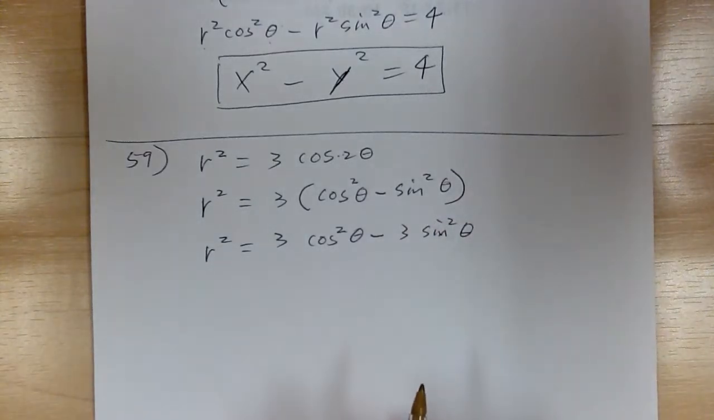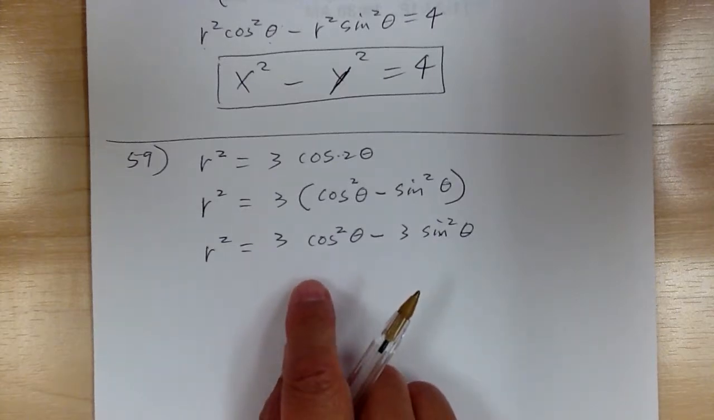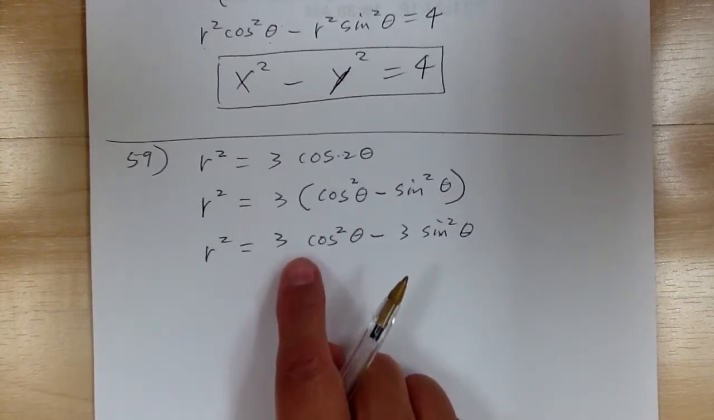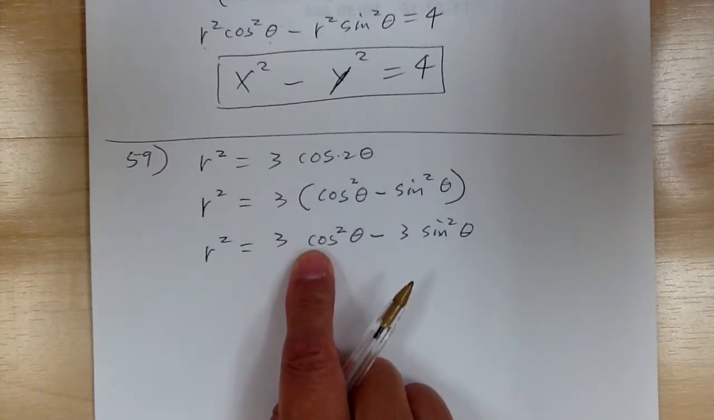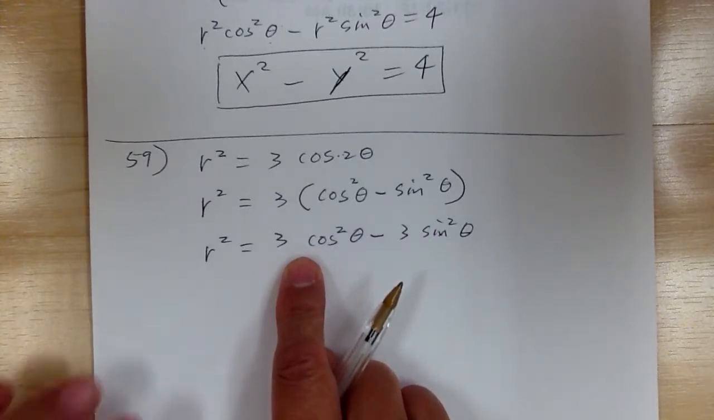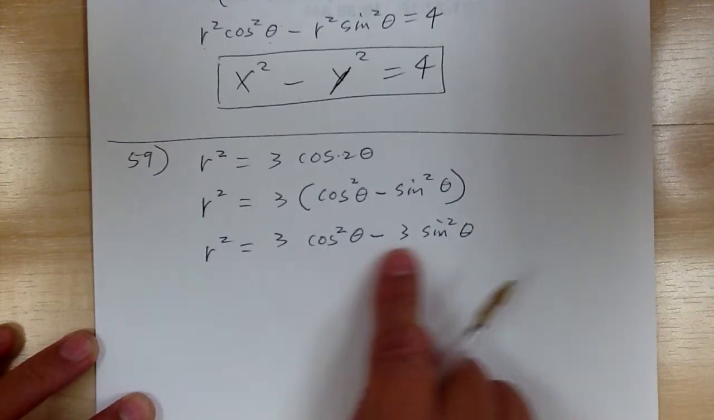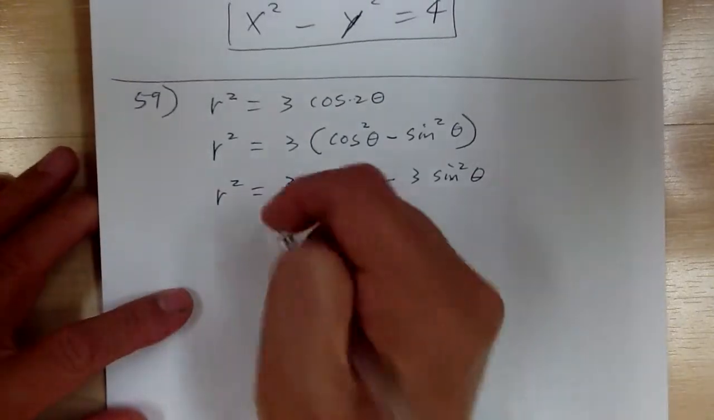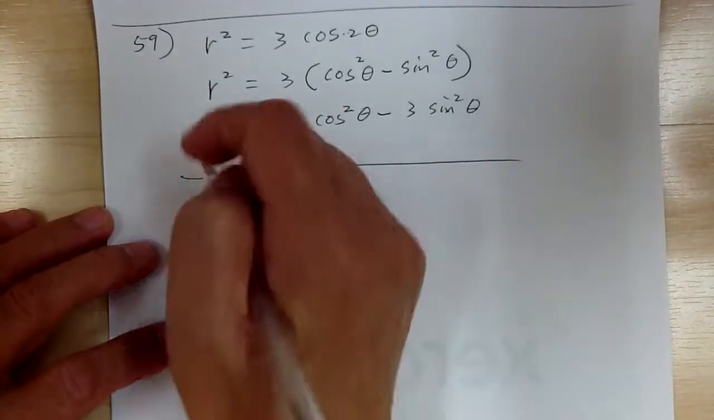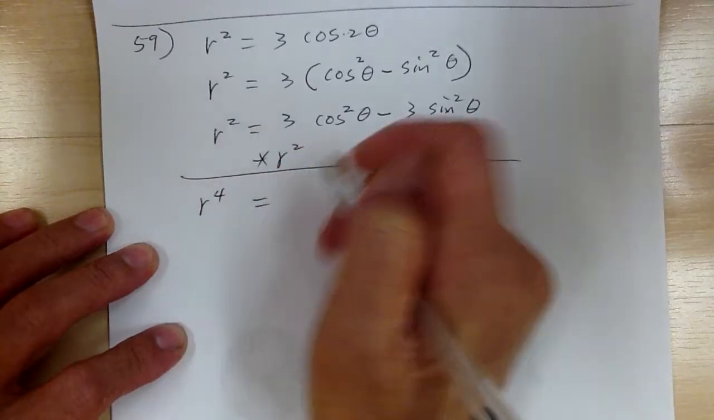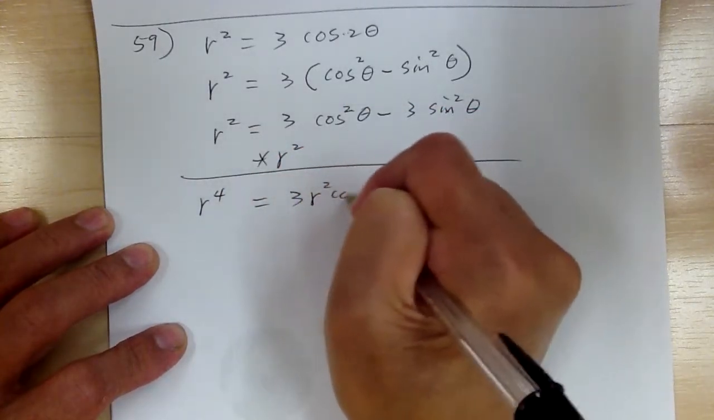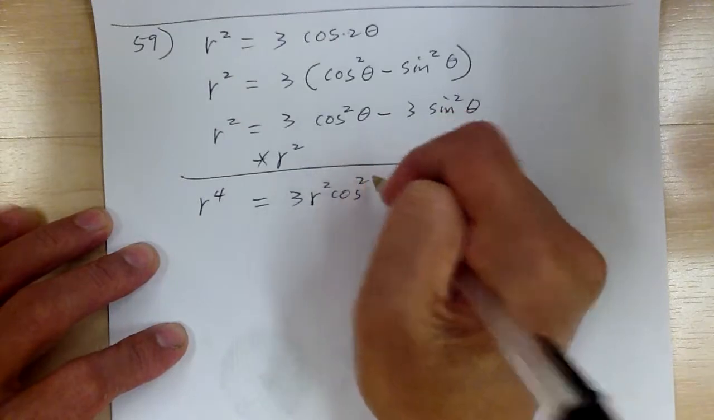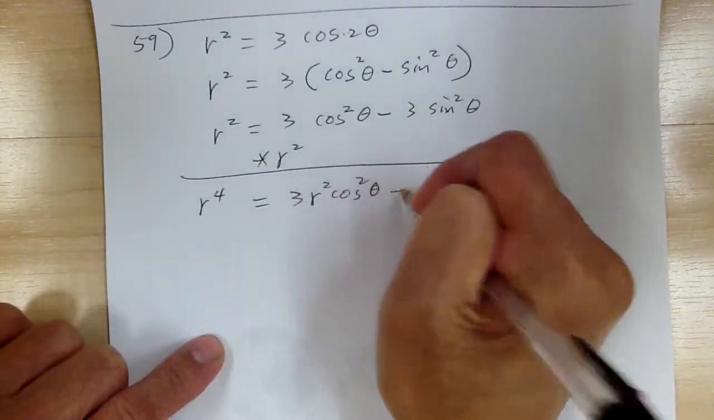Okay. Now, when you're going to convert, if you notice that this doesn't have an r, so you need to go and get the r squared. So what you need to do is, I'm going to multiply by r squared on both sides. So I'm going to get r to the 4 equal to 3 r squared. The reason you need r squared is because you got cosine squared, right? So you need to have both of them in there in order to convert.